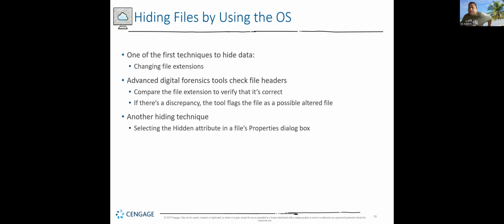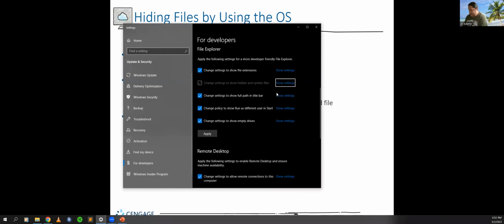Another hiding technique: selecting the hidden file attribute. Sorry, not partition. It's one of the most basic things you can do on the planet. You can literally go to Windows and, put this on screen, go here. You click on this, and you can tell it to show hidden files or not. That's why it's not really that hard to undo.